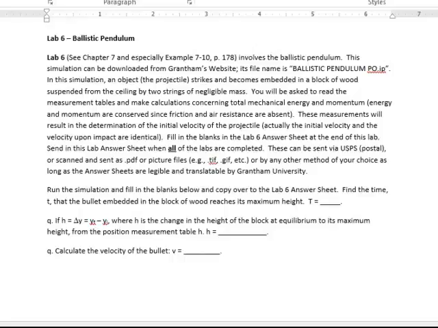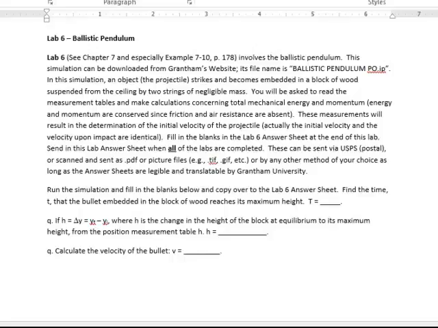These measurements will result in the determination of the initial velocity of the projectile. Actually, the initial velocity and the velocity upon impact are identical, so once you find one, you know them both. And then fill in the blanks, and then we'll move on from there.